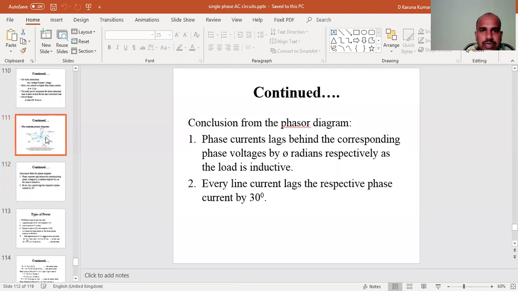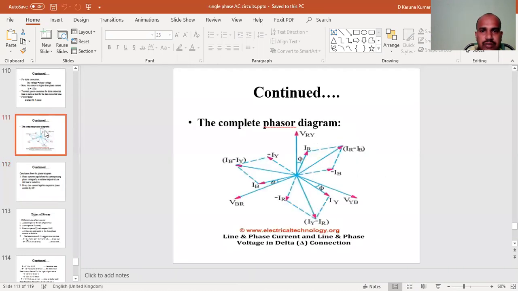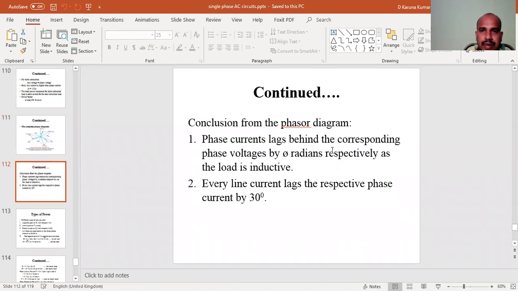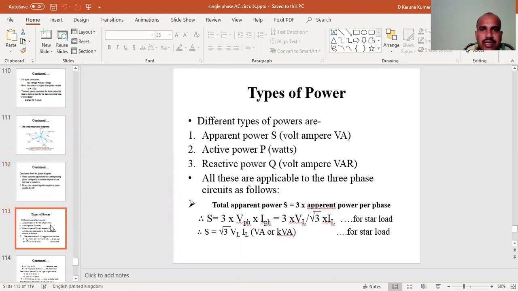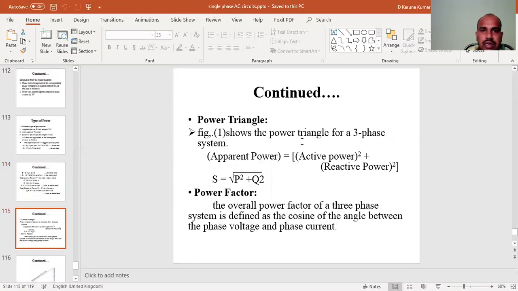Above in the phasor diagram, the phase current lags behind the corresponding phase voltage by phi degrees, as the load is inductive. Every line current lags the respective phase current by 30 degrees. Now there are different powers: apparent power, active power and reactive power. Apparent power means V and I, active power means root 3 VL IL cos phi, and reactive power means root 3 VL IL sin phi.